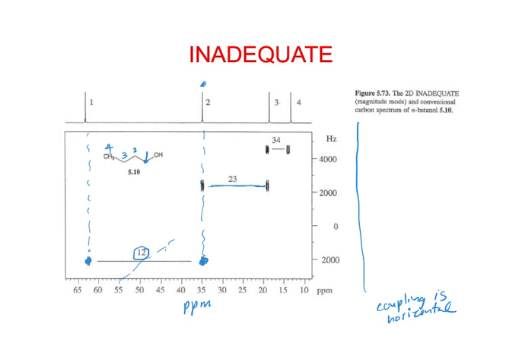And then 3, notice, has 2 peaks as well. 3 goes to 4. So you can just go from 1 to 2, 2 to 3, 3 to 4. You just walk your way down the carbon chain.